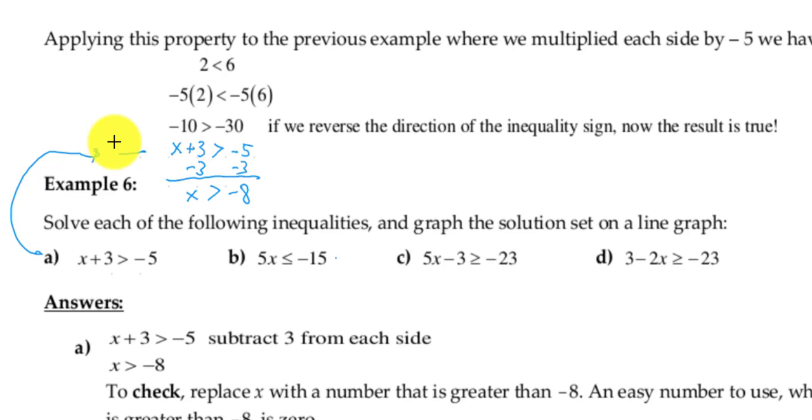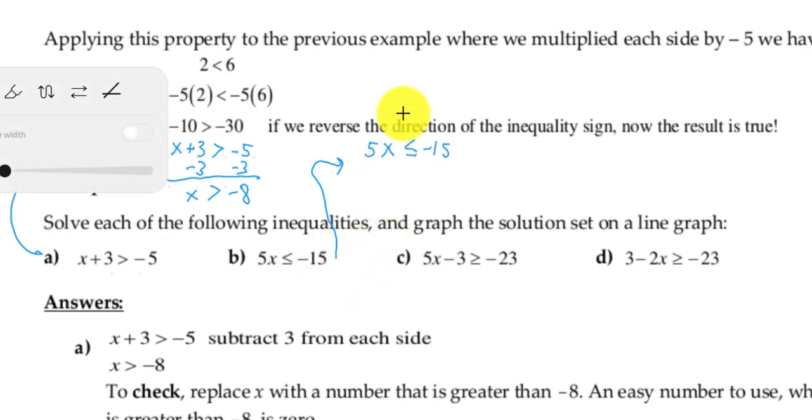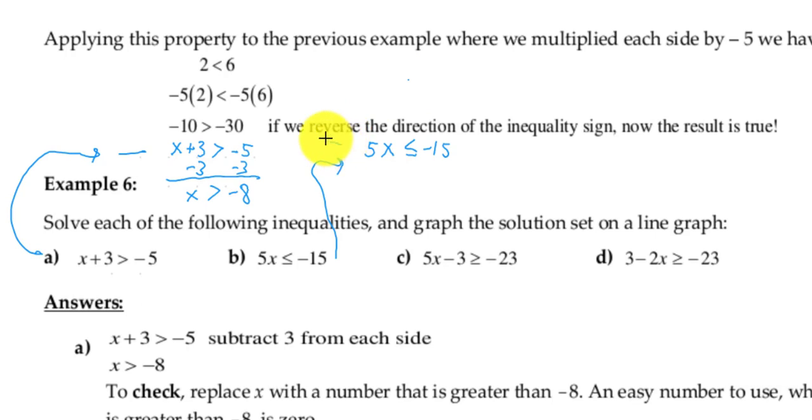If I rewrite letter B up here, you get something that looks like this. So to solve this problem, I'm going to divide both sides by 5, and I would be left with x is less than or equal to negative 3. I'm just going to put a circle around that. This is my answer. I didn't have to change the direction of the inequality because I divided by positive 5. If I had to divide by a negative 5, I'd have to change the direction of the inequality sign.